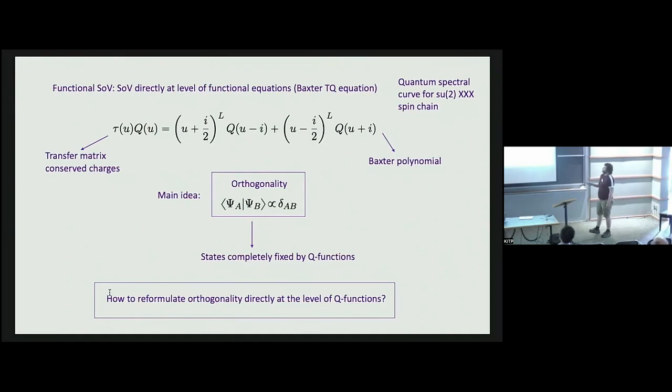All right, so this is what the TQ equation looks like. L here is the length of the spin chain again. Now, what are the ingredients? Well, I have Q functions, which determine the state, and I have this tau, which is an eigenvalue of what we call the transfer matrix, which is essentially a generating function of all the conserved charges of the model.